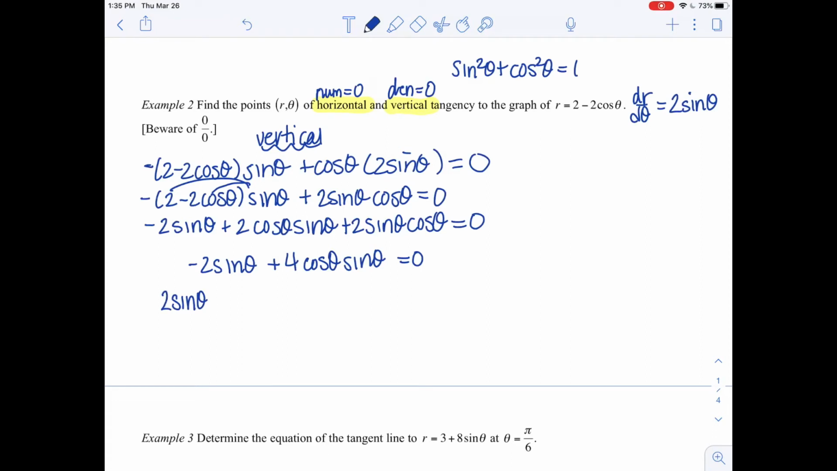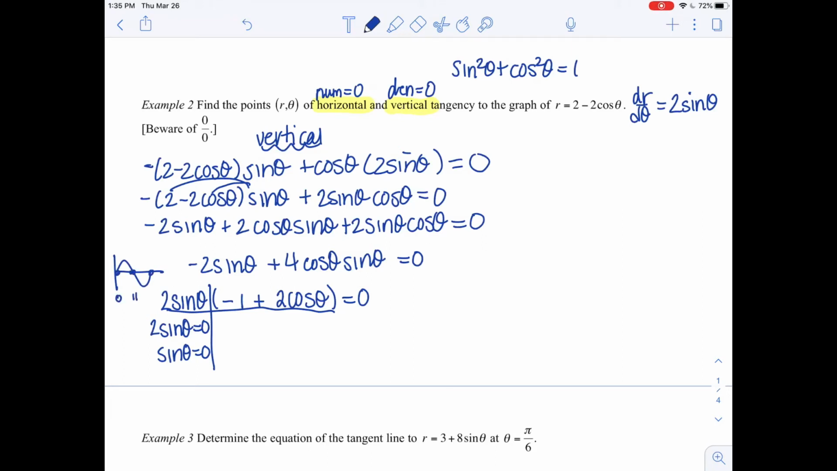I can factor out of this sine of theta. In fact, maybe I'll even factor out a 2 sine of theta. Once I do that, I'll be left with negative 1 plus 2 cosine theta. And then I'll just go through and finish solving each of these individual equations. As with any quadratic style equation, you set each of your factors equal to 0. So in the bottom left one, I'm looking for where sine of theta equals 0.